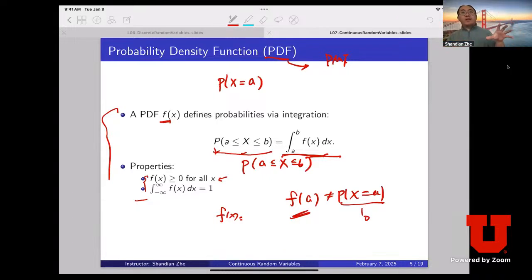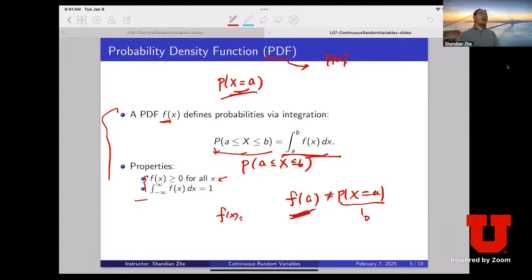The PMF has probability meaning. It means the probability of a special type of event, meaning some particular result which gives the random variable the value A. But the probability density function doesn't have an explicit probability meaning. It doesn't mean the probability of seeing any event. Does it make sense?